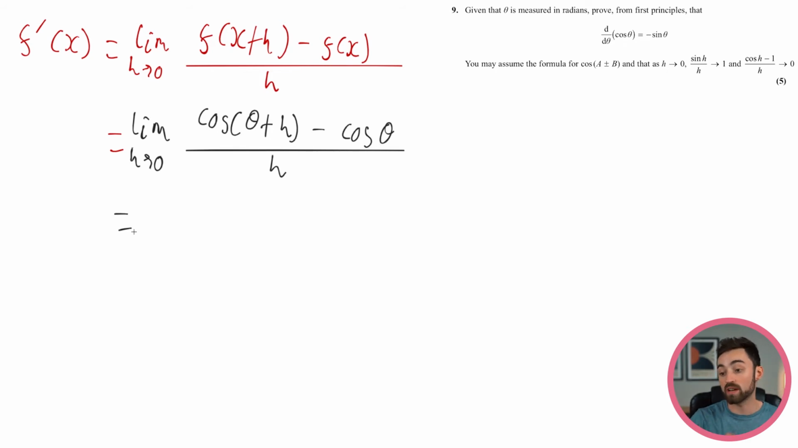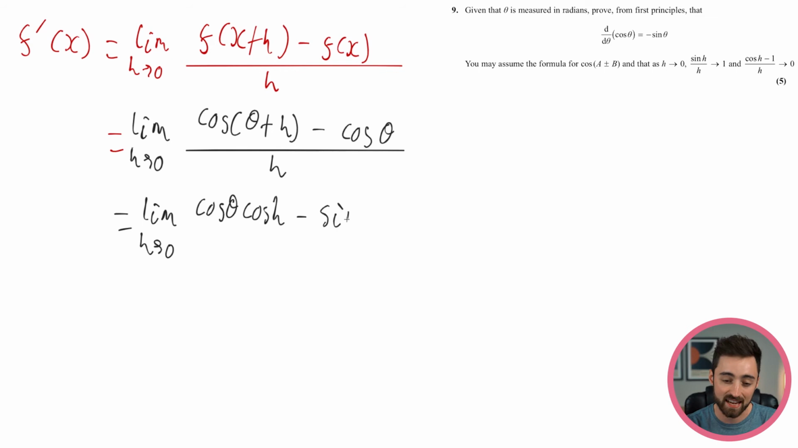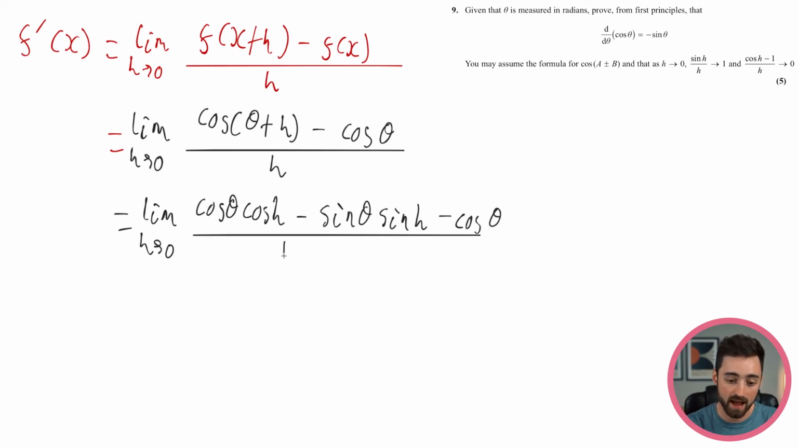Now, we're told that we can assume the formula for cos of a plus minus b, so let's assume that right now. Essentially, this tells us that cos of (a plus b) is cos a cos b minus sine a sine b. So it's going to be cos theta cos h minus sine theta sine h. I've got this cos theta still on the end, and then all of this is still divided by h.